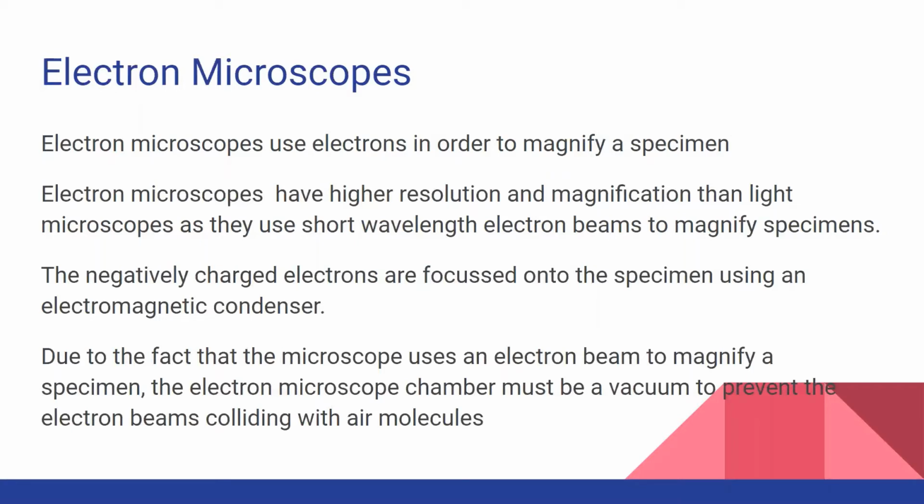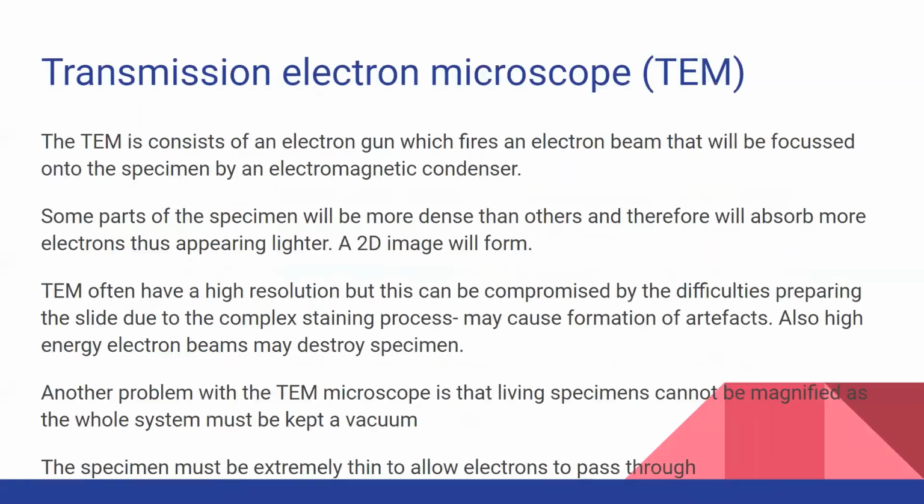Due to the fact that the microscopes contain an electron beam to magnify a specimen, the electron microscope must be in a vacuum in order to prevent the electron beams colliding with the air molecules. There are two main types of electron microscopes, the transmission electron microscope and the scanning electron microscope.